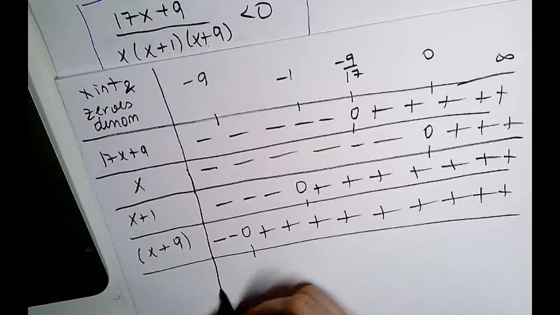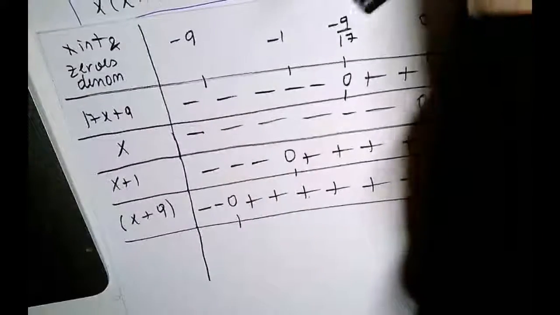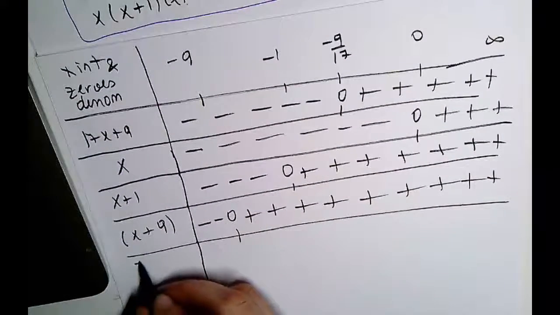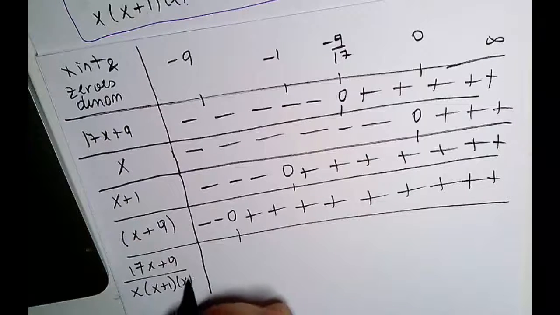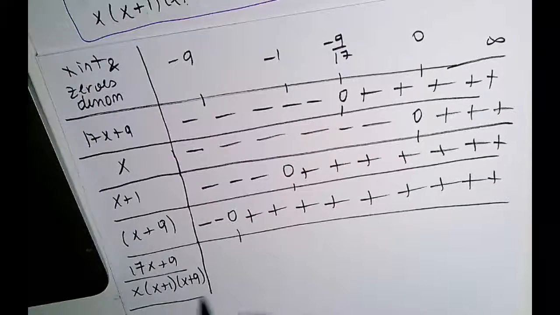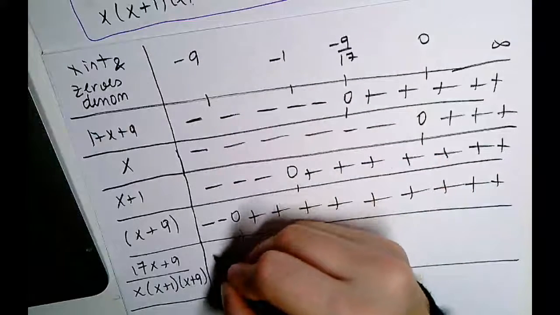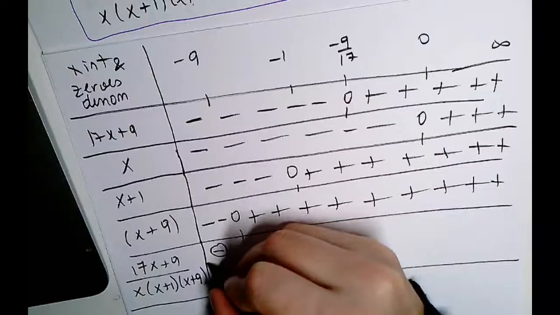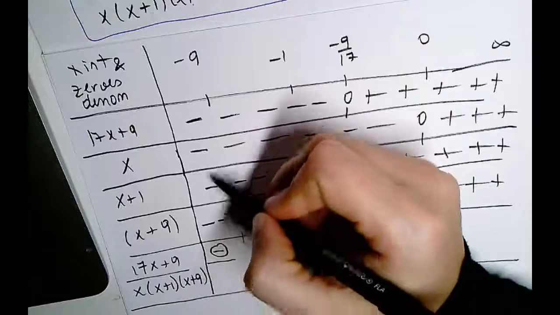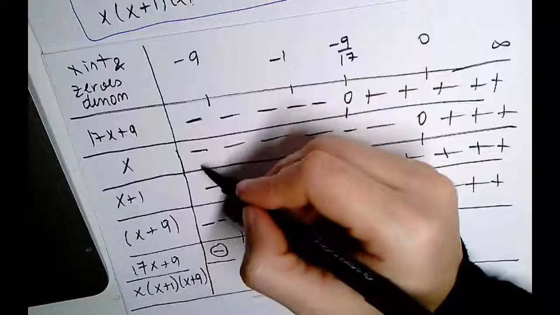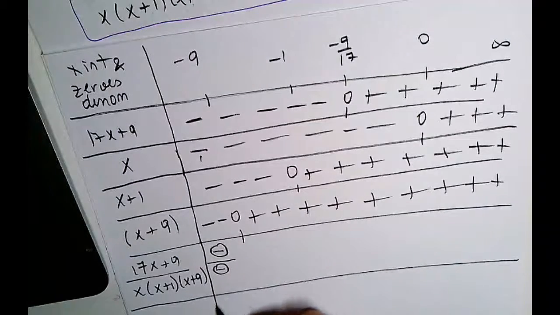Okay, and now the answer. Another way to do this, no, let's just keep it like what we did before. So in here, I'm going to put 17x plus 9 divided by x times x plus 1 times x plus 9. So it's going to be a negative divided by a negative times a negative times another negative. So from these three negatives, we get a negative denominator. So the answer is going to be negative.